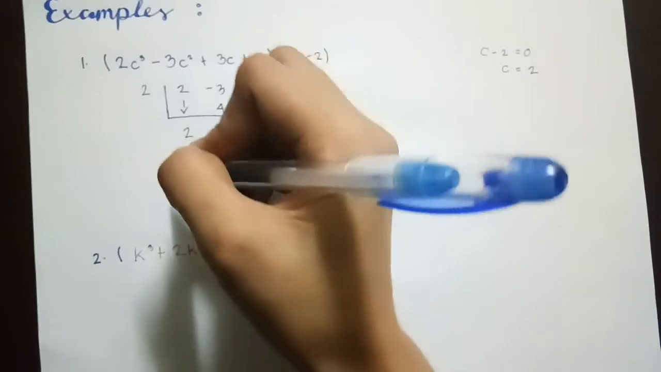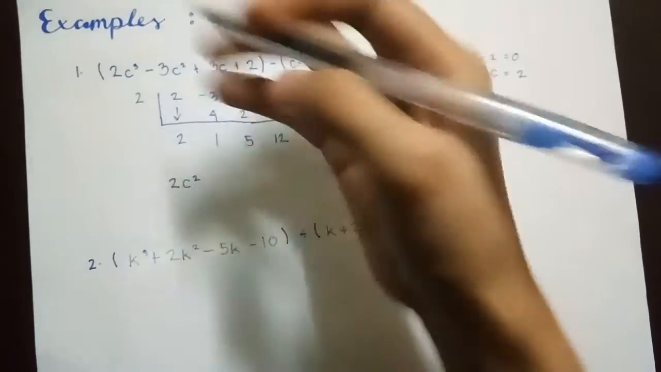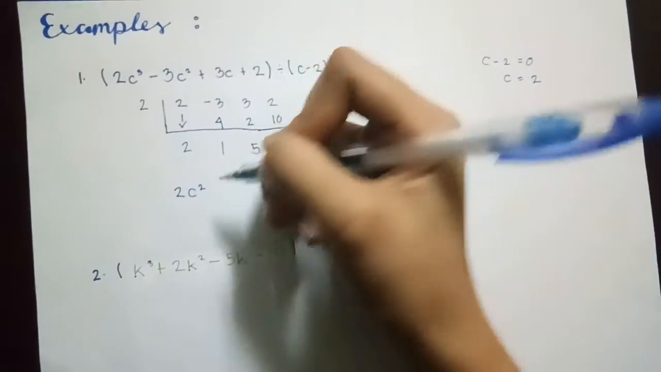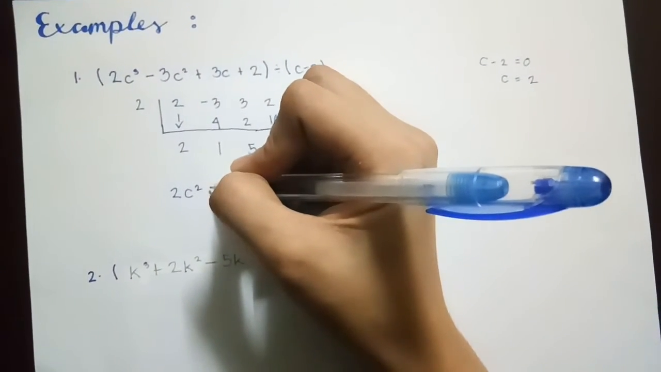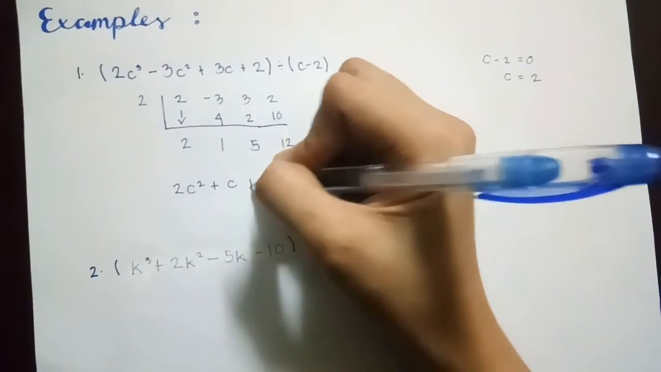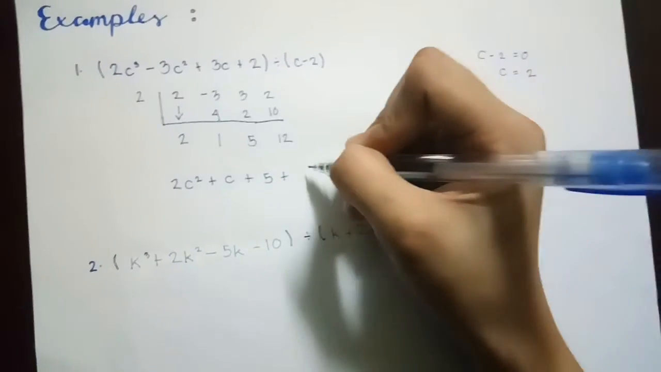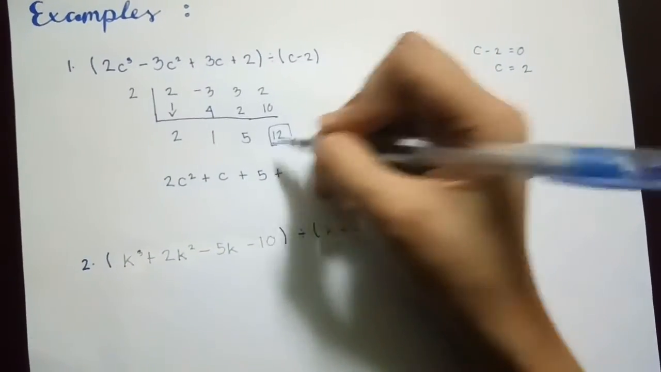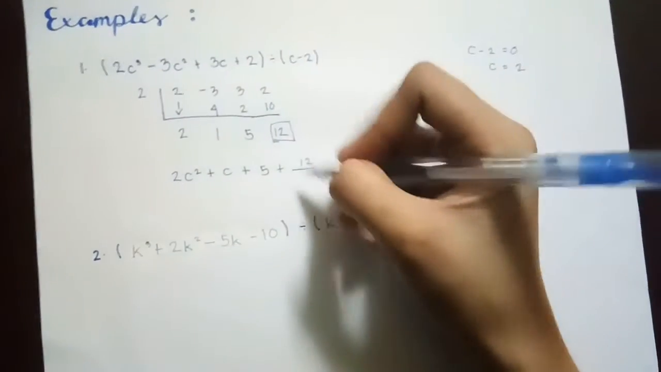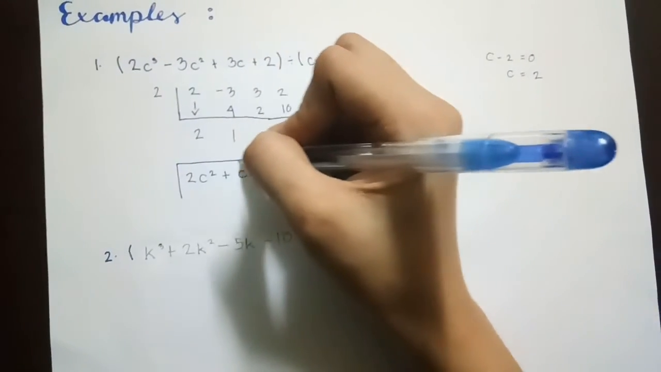So our answer, our quotient, would be 2c squared, c squared because c cubed divided by c is equal to c squared. 2c squared plus just c, that plus 5, and plus, so this one will become our remainder, so 12, and what we tried to divide it with, it would be c minus 2. So this is our answer for example number 1.